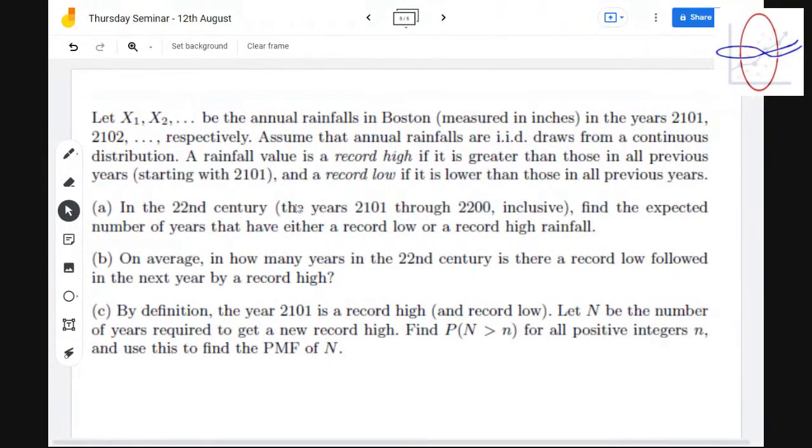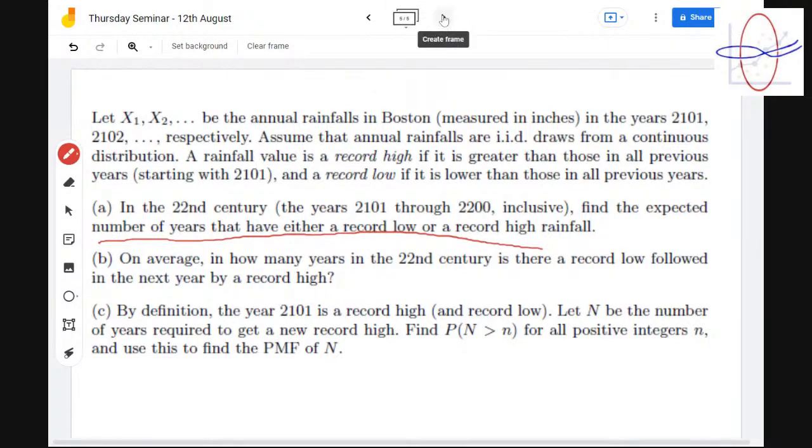So in the 22nd century, find the expected number of years. So understand, find the expected number of what? Expected number of some random variable over. So what is the random variable over here? This. The number of years either have a record low or a record high rainfall.